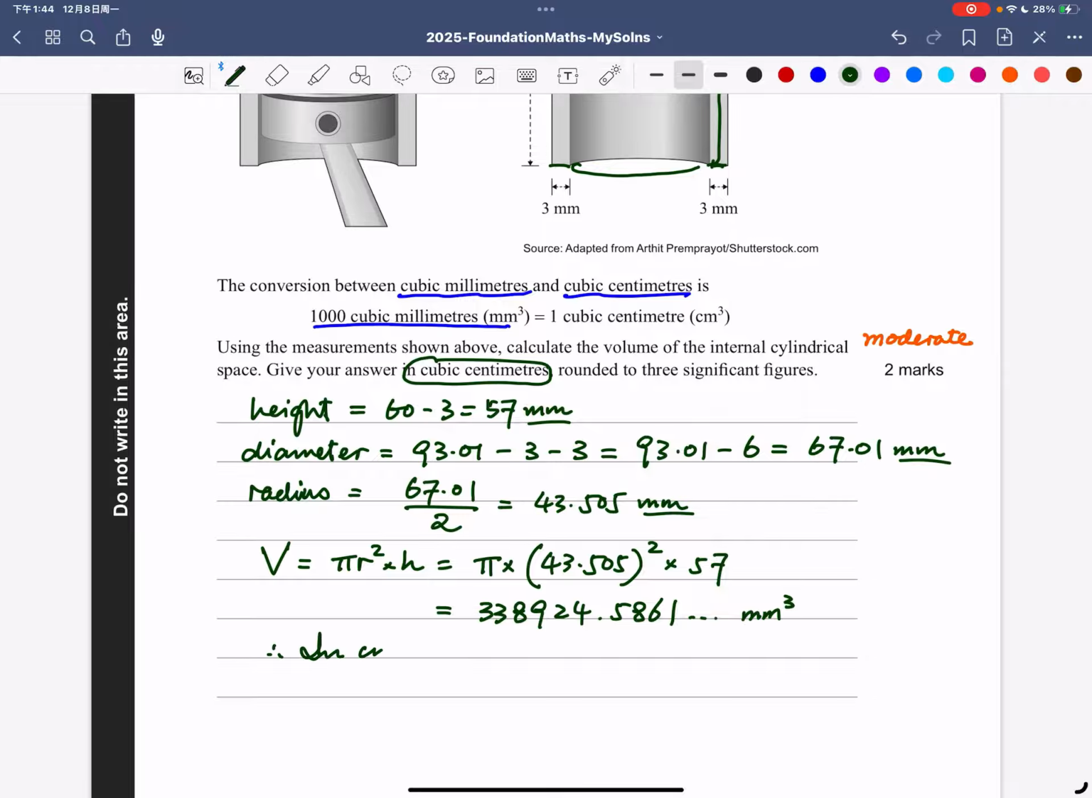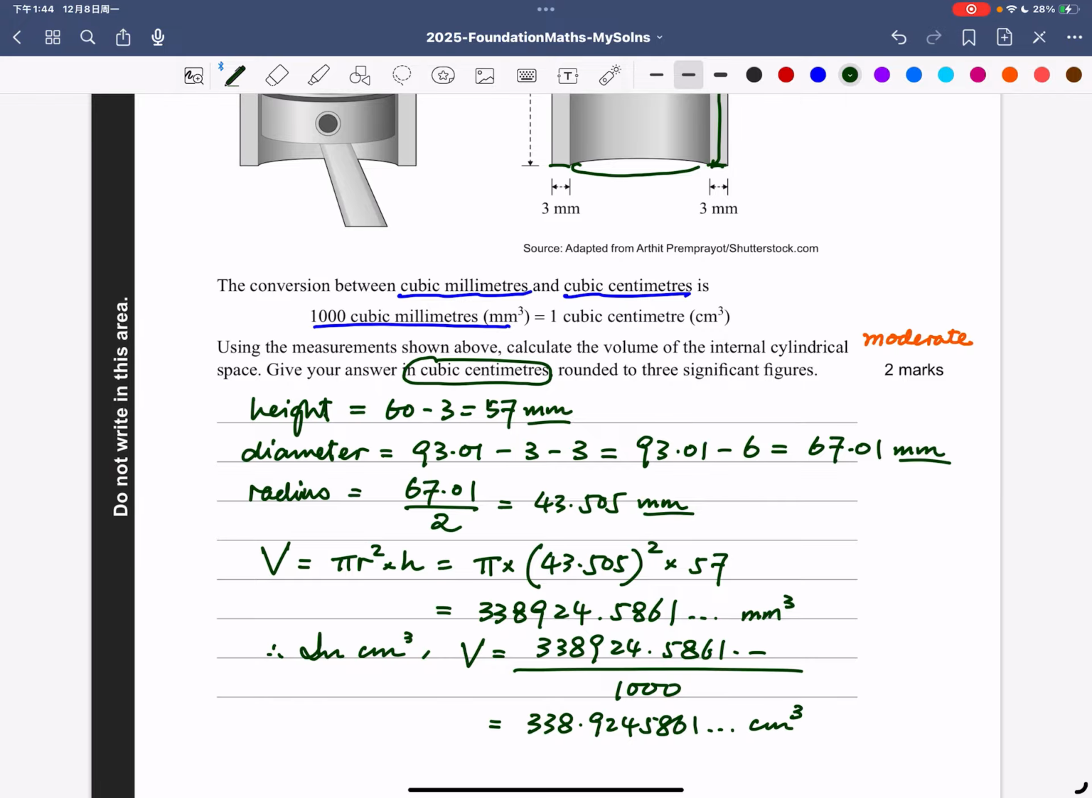Therefore, in centimeters cubed, the volume equals 338924.5861 divided by 1,000. So eventually you will get, let's say, 338.9245861. So it's just like moving the decimal places 3 times to the left.